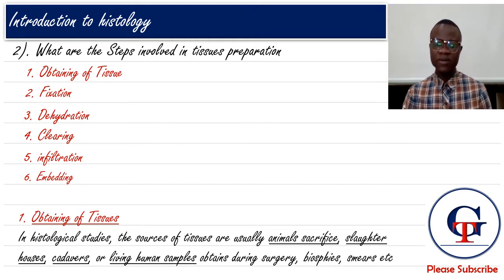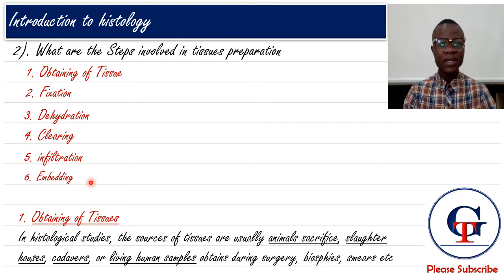What are these steps? Firstly, we have to obtain our tissue, meaning there should be a source of our tissue. Next, we have to carry out what is called fixation. Also, we then dehydrate the tissue, we carry out clearing, and also we have infiltration, and lastly, we carry out embedding. I'm going to go through each of these steps, giving you a basic overview of what they are.